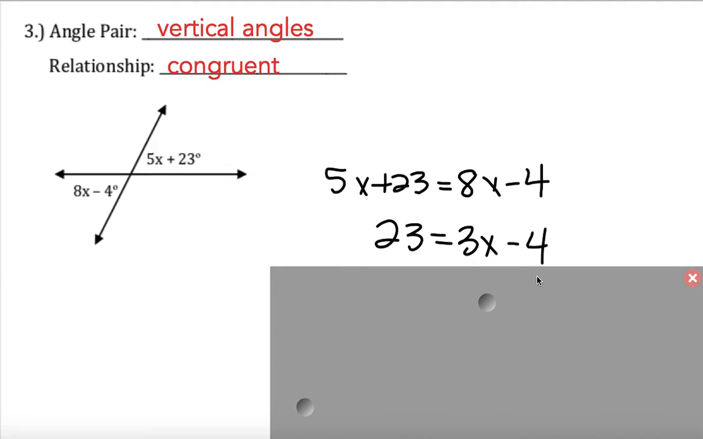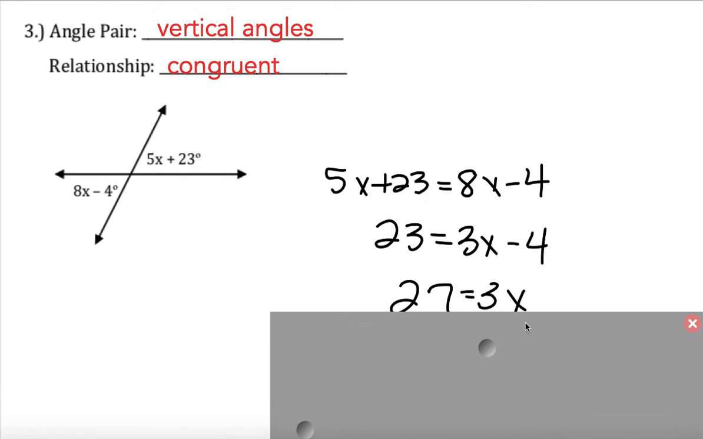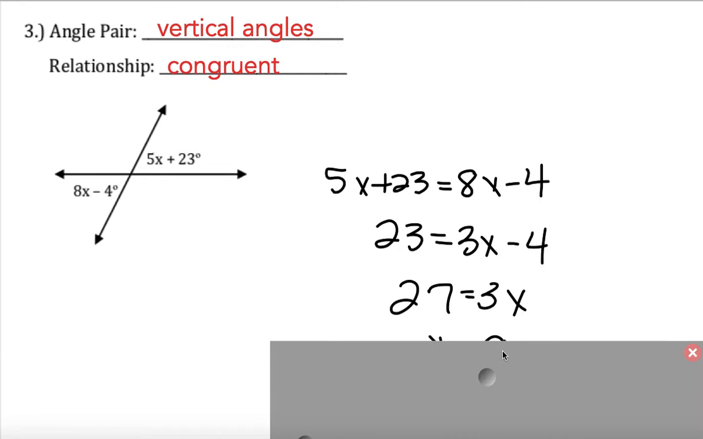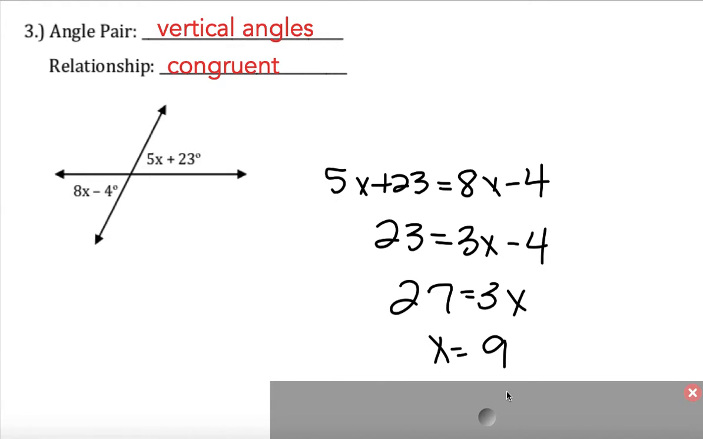I chose to subtract 5x from both sides first, and then add 4 to both sides. So we have 27 equals 3x, and then we could divide both sides by 3. x would equal 9.